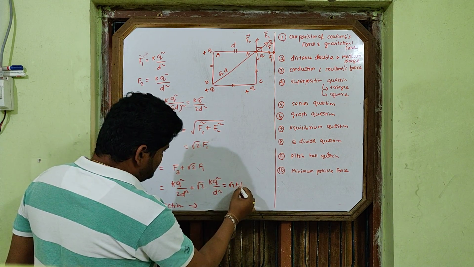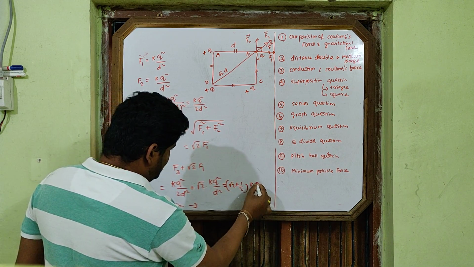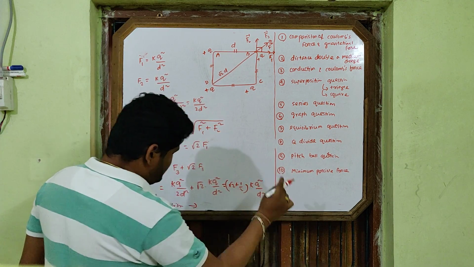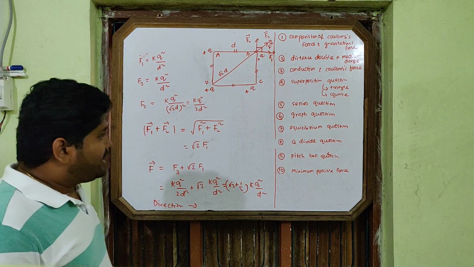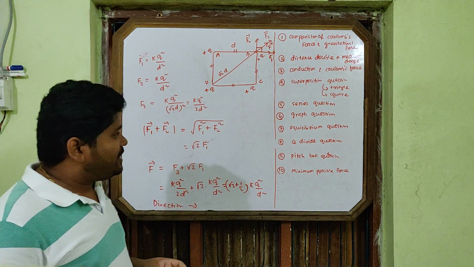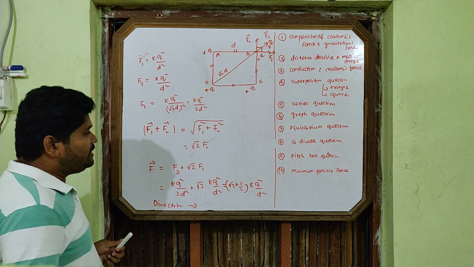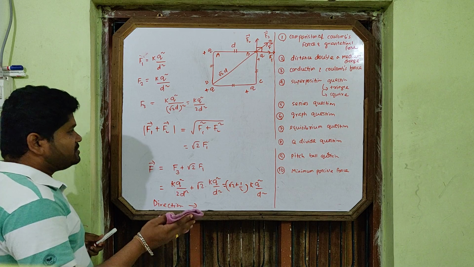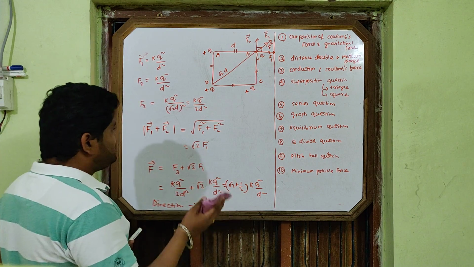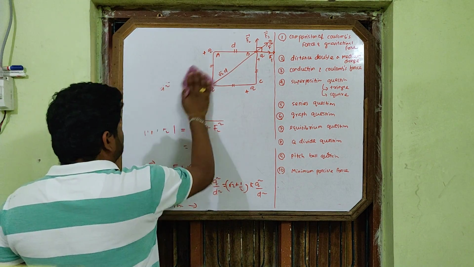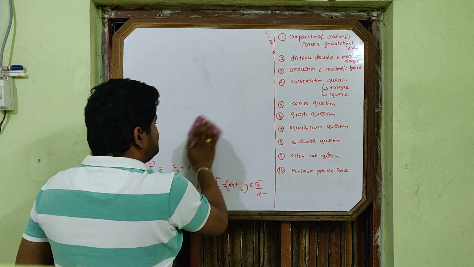The answer is root 2 plus 1 by 2, whole into K Q square by D square. Then, I'll go to another question which is in your NCERT book example, that triangle question. You can see here the triangle question.